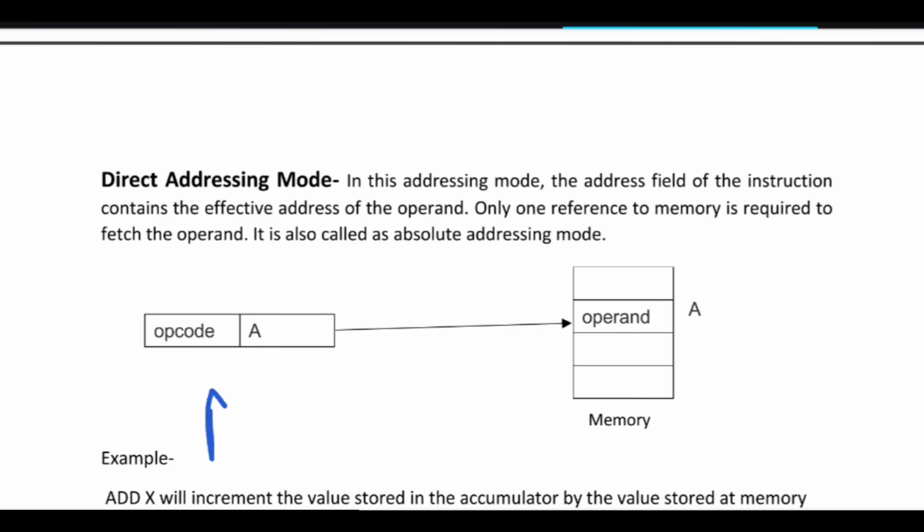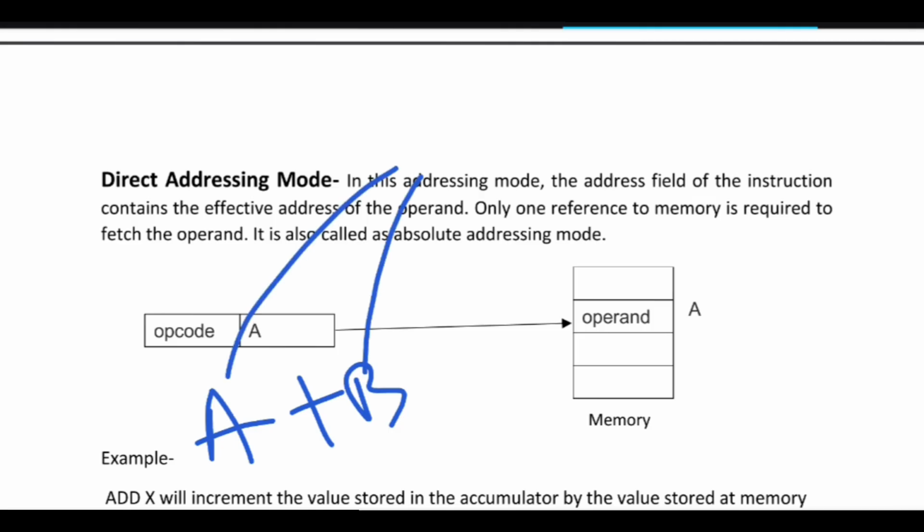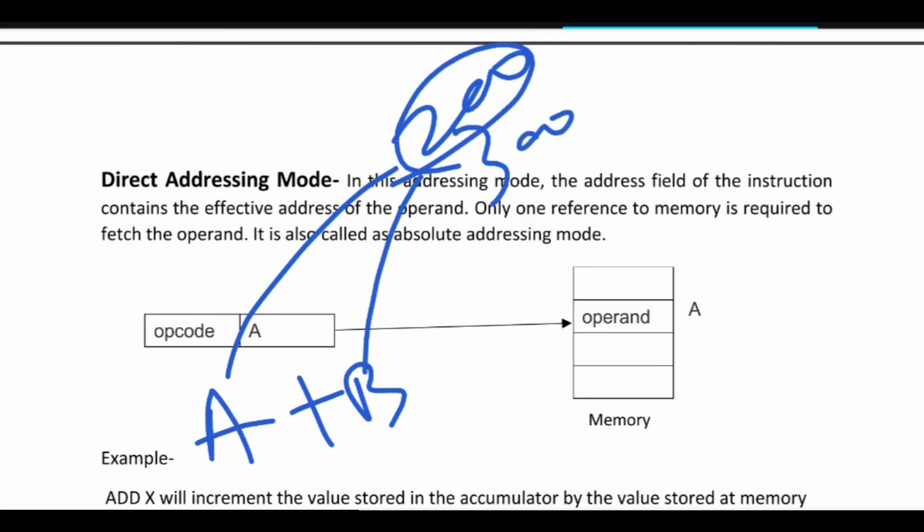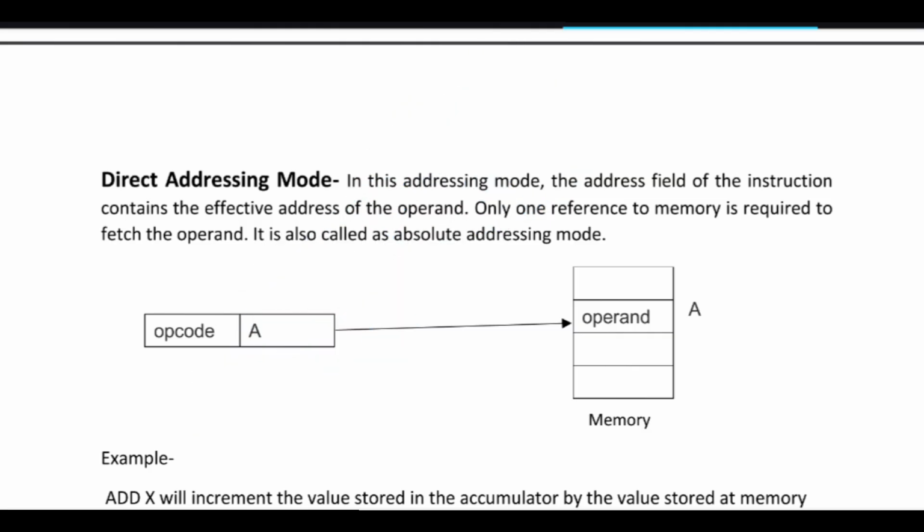Let's say A plus B. A is a memory location and B is a memory location. Let A's value be 200 and B's value be 300. So I don't give 200, I give A plus B. It is also called direct addressing mode.